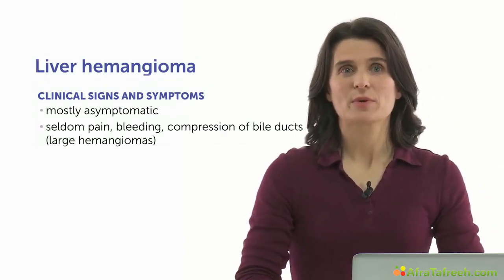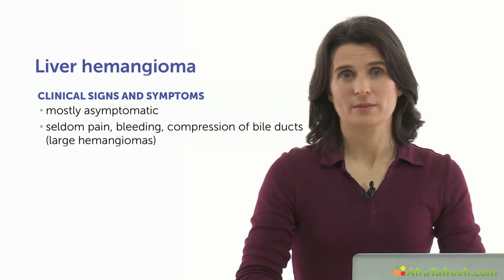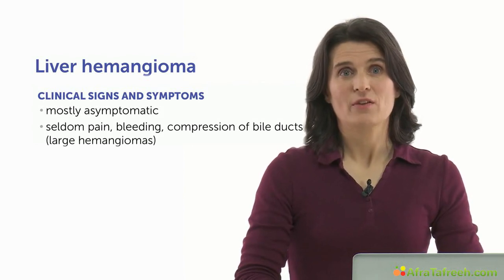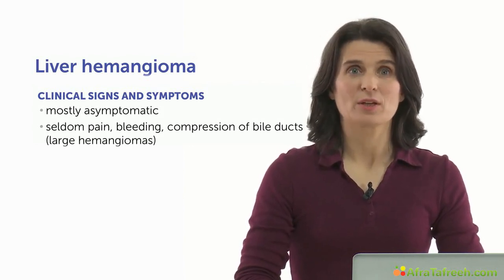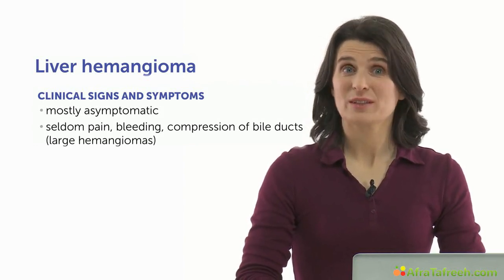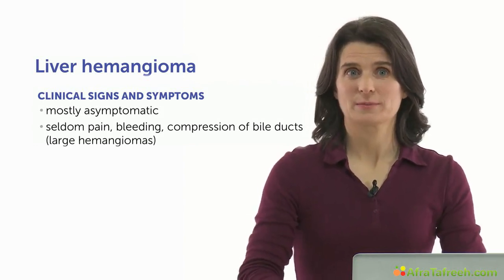Clinically, liver hemangiomas are mostly asymptomatic. Usually, they are incidental findings. Very rarely, in large hemangiomas, they can produce pain, bleeding, and very seldom compression of bile ducts. Now let's take a look at hemangiomas of the liver in ultrasound.